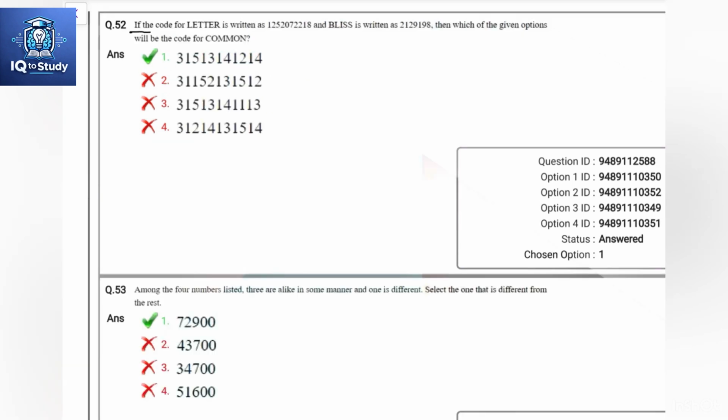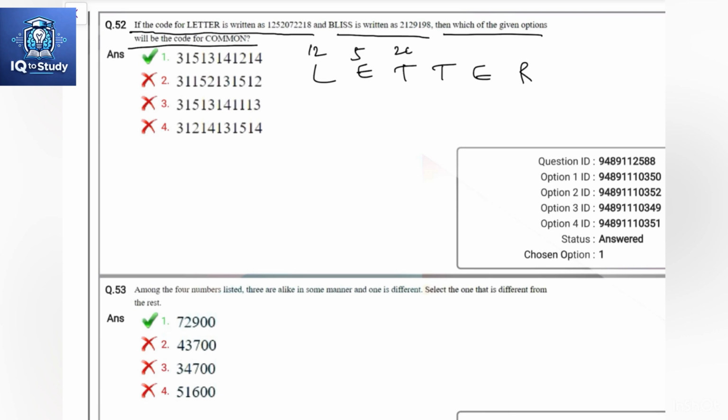If the code for LETTER is written as 12520722218 and BLISS is written as 2129198, then which of the following options will be the code for COMMON? Let's take the positional values of the letters L, E, T, T, E, R. We know that the positional value of L is 12, E is 5, T is 20, and E is 5 again, and R is 18. Let's see this with the given code.